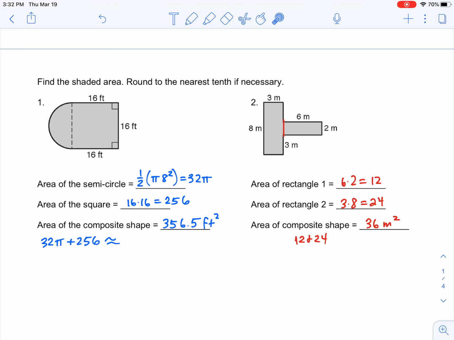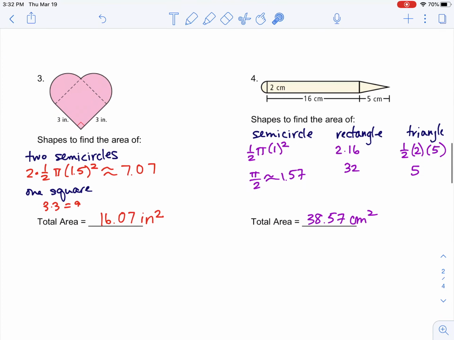For the second one, I have to divide it up. There's other ways to divide this up, but this seems the easiest to me, is to divide it into these two rectangles, base times height for each one, add them together to get the total.